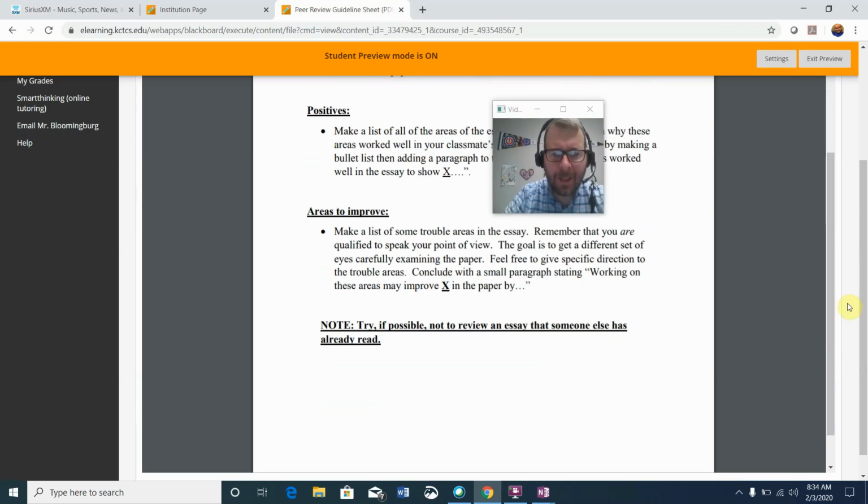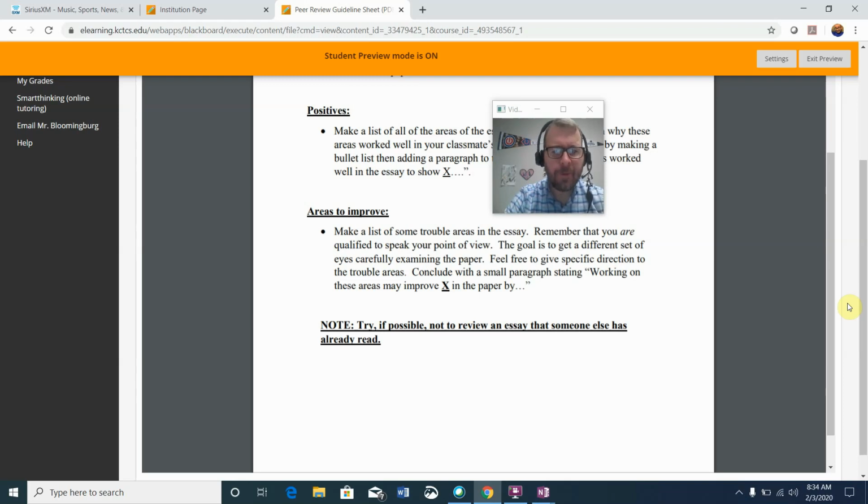Areas to improve. Make a list of some trouble areas in the essay. Remember that you are qualified to speak your point of view. In fact, it's really great for your classmate to get your point of view because you're working on the same assignment. So we all have different viewpoints, and your viewpoint's totally acceptable as long as you're being specific and giving directive points to where you're seeing the areas. You are qualified to give that feedback, so don't feel self-conscious about it. We're all looking to get better here.